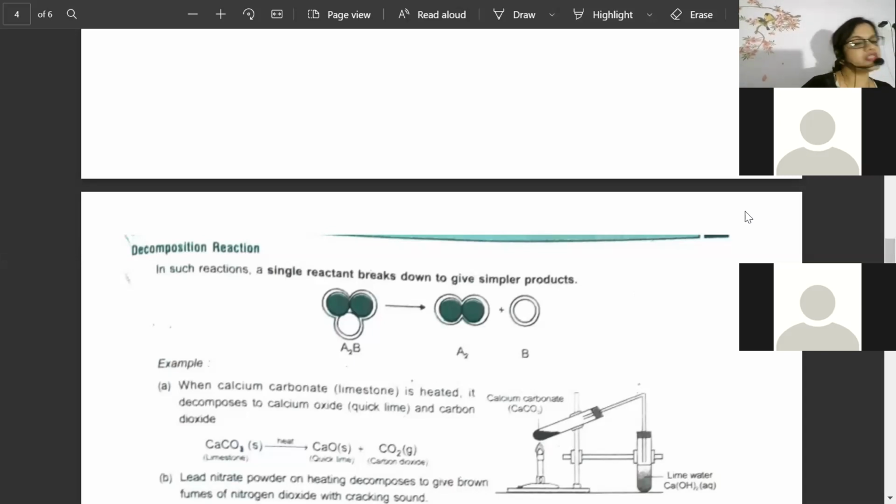So beta, photo means sunlight, thermal means heat, electricity means allowing electricity to pass through it. So exactly there are three. What are they? Photo, thermal, electricity. Heat, light, electricity. What are the three types of decomposition? Thermal decomposition, electrical decomposition and photo decomposition.